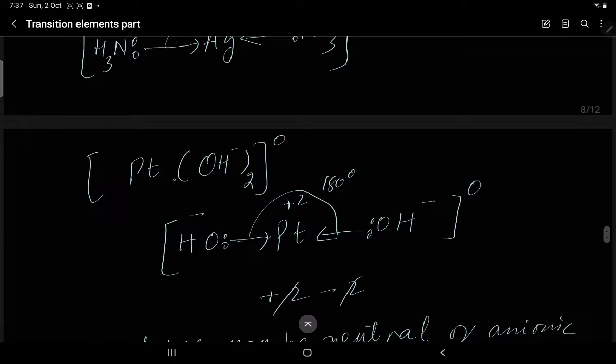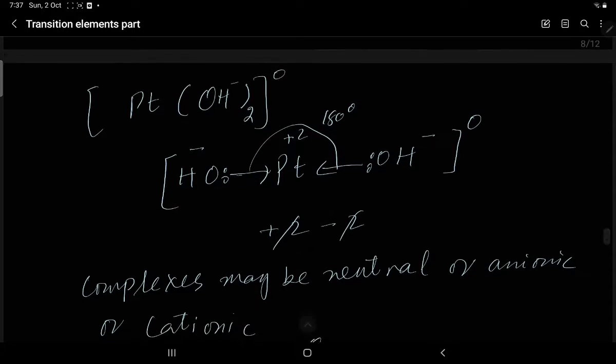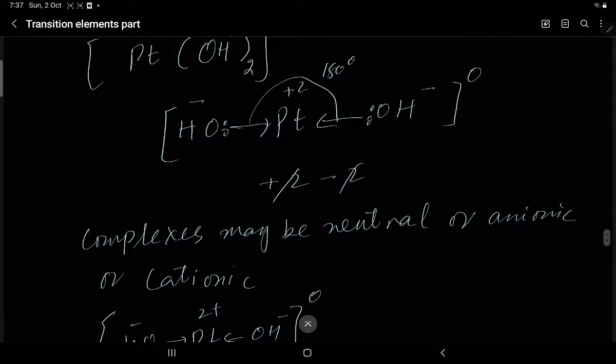There is another example, platinum with two OH ligands. The overall charge is 0 because there are two OH minus, carrying minus 2, and platinum carries plus 2. So this shape is also linear and forms a 180 degree angle. The overall charge is 0 because plus 2 is the platinum charge, and minus 1 and minus 1 is equal to minus 2. So the charges cancel out, and the overall charge is 0.